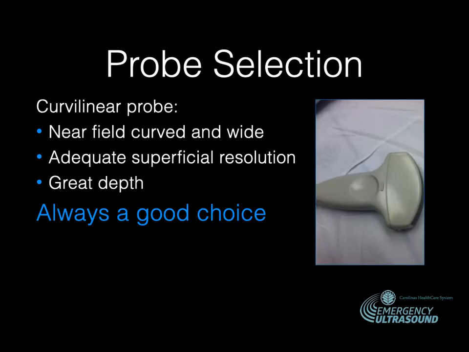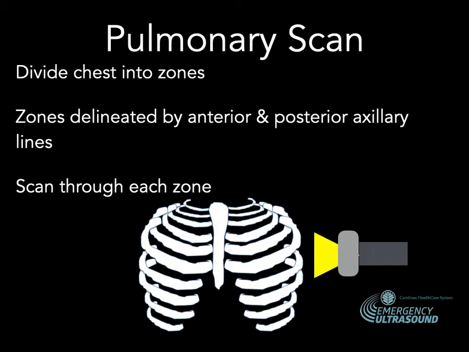And then we come back to our jack of all trades probe, our curvilinear probe. The near field is curved and wide. You can get adequate superficial resolution and great depth. So you can use this probe for both applications if you're looking superiorly and anteriorly for lung sliding, or if you're looking deep into the lung parenchyma. To truly assess for B-lines, a finding we'll talk about in a few minutes, you'll want a low frequency probe that can go to a depth of 18 centimeters.